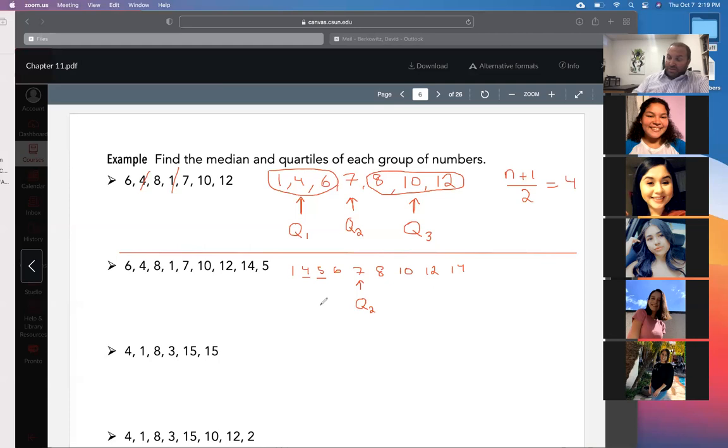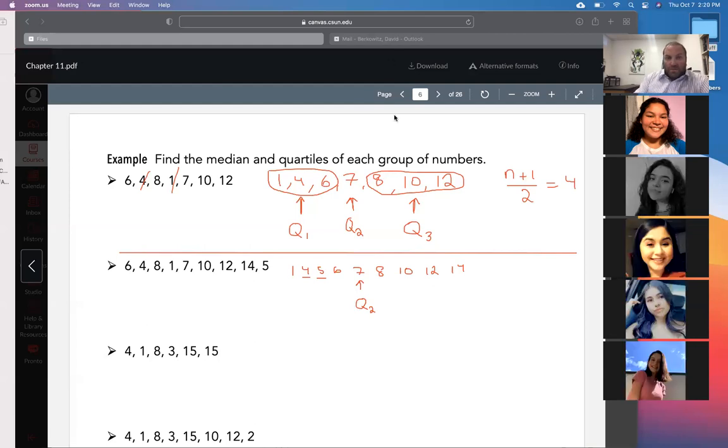How do we find Q1 in this example? Who can venture a guess? Someone said in the chat, I suggested adding 4 plus 5 and then dividing it by 2. Yeah, we take the average of those two. So Q1 is actually equal to 4.5. It's not 4, it's not 5, it's the average of them.